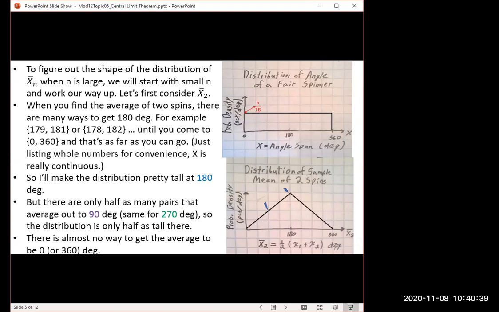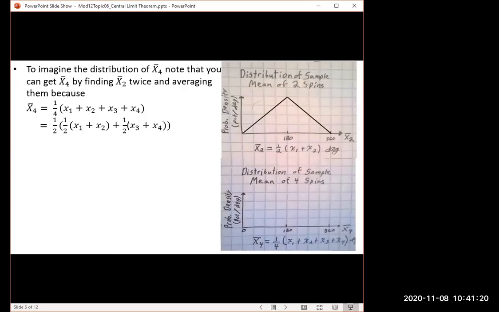Now, if you continue this, we want to go to the next step. We want to go to the distribution of x bar 4, and then 8, and so forth. But the thing to notice is that the middle got pulled up and the edges got pushed down because there's more ways to average out in the middle than there are to average out near the edges. Okay.